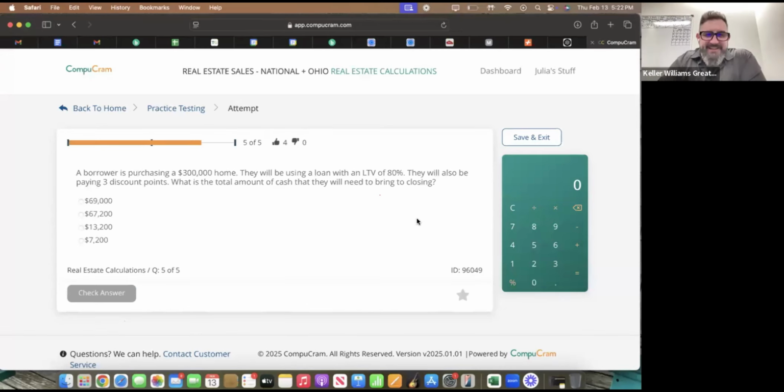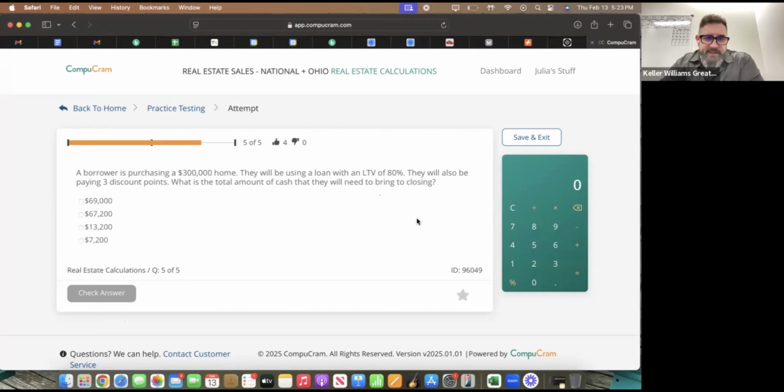Good, good. All right, next question. A borrower is purchasing a $300,000 home. They will be using a loan with an LTV of 80%. Everybody knows what that means, LTV, loan to value. So they're putting down 20% and borrowing 80%. If it's a $100,000 loan, they're putting down 20, they're borrowing 80.